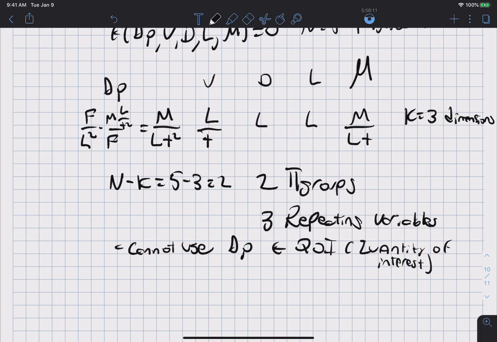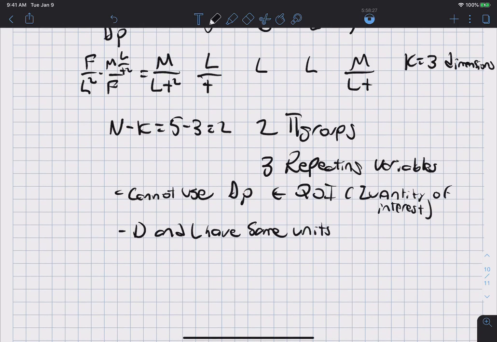Okay, and D and L have the same units, so we can only pick one of them to be repeating variables. So for the list of repeating variables, we have delta P, V, D, L, and mu.